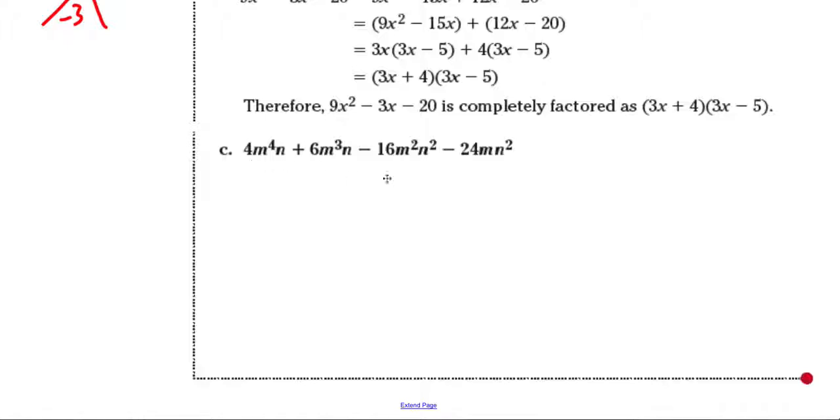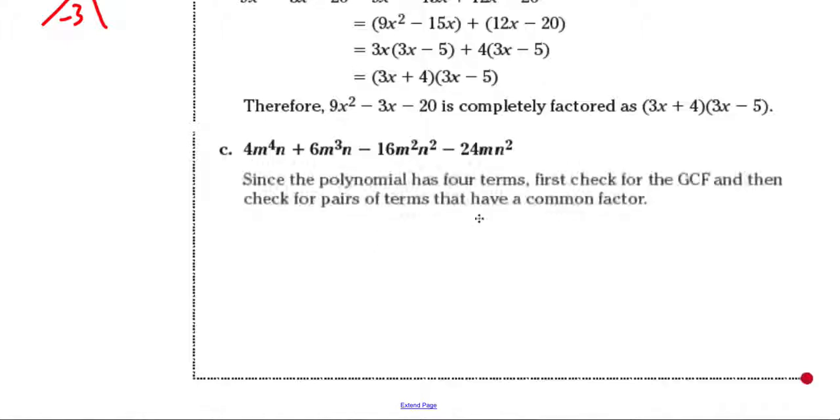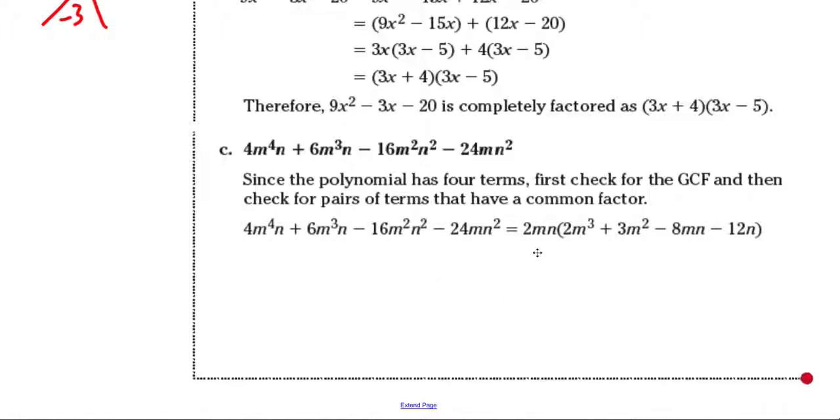So letter C, if you notice, there are 4 terms. So first check for GCF, then check for pairs of terms that have a common factor. So we will check for GCF, then we will start grouping. So the GCF is 2mn, and we factor out 2mn, times quantity 2m cubed plus 3m squared minus 8mn minus 12n, and then we group 2m cubed plus 3m squared, and then plus negative 8mn minus 12n.